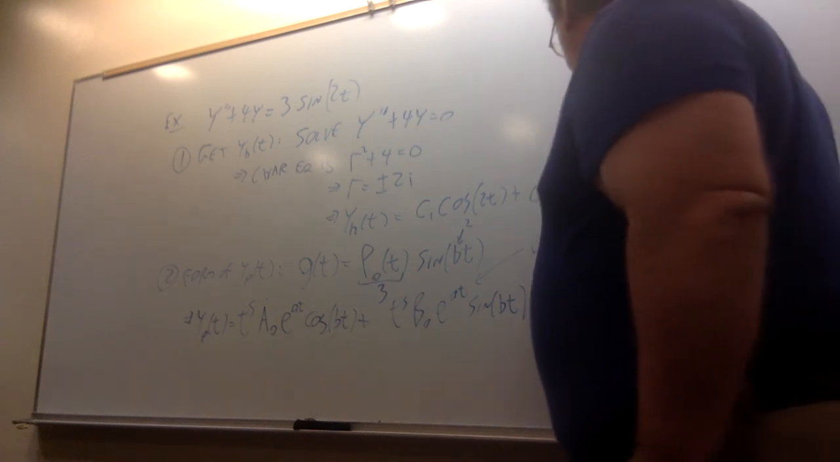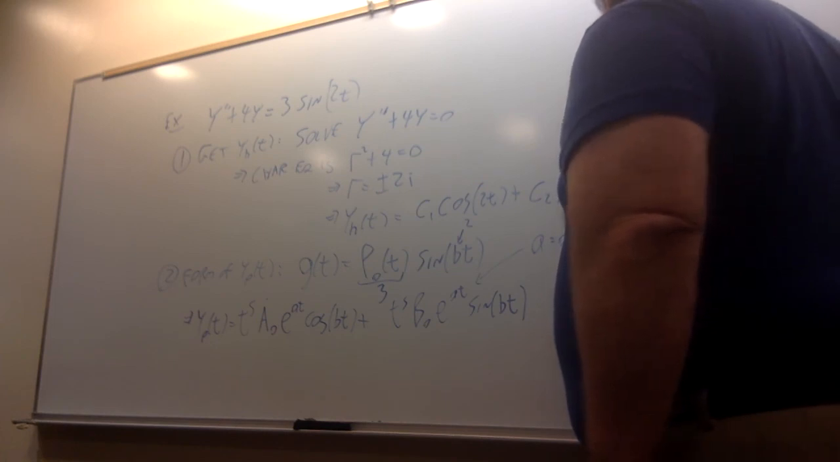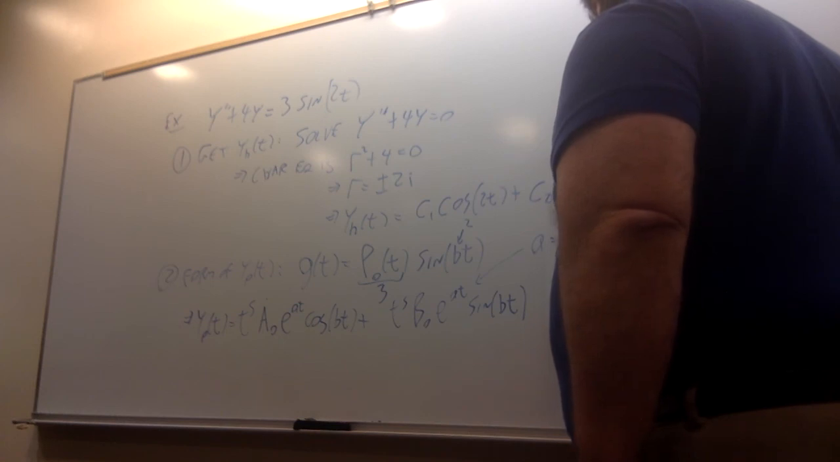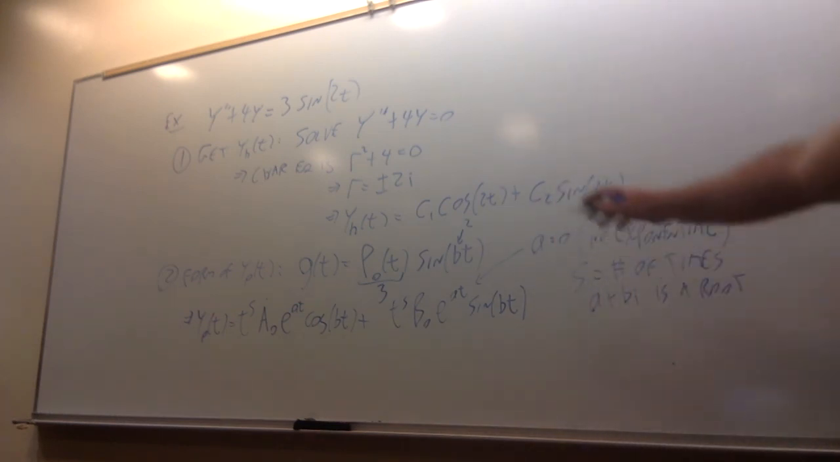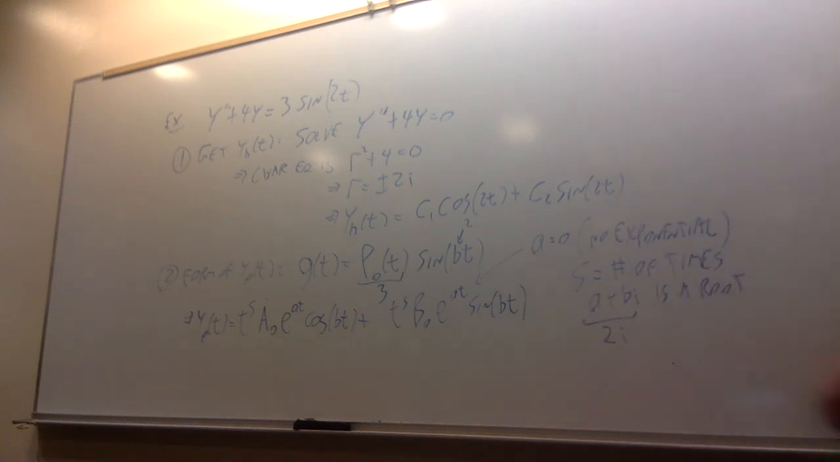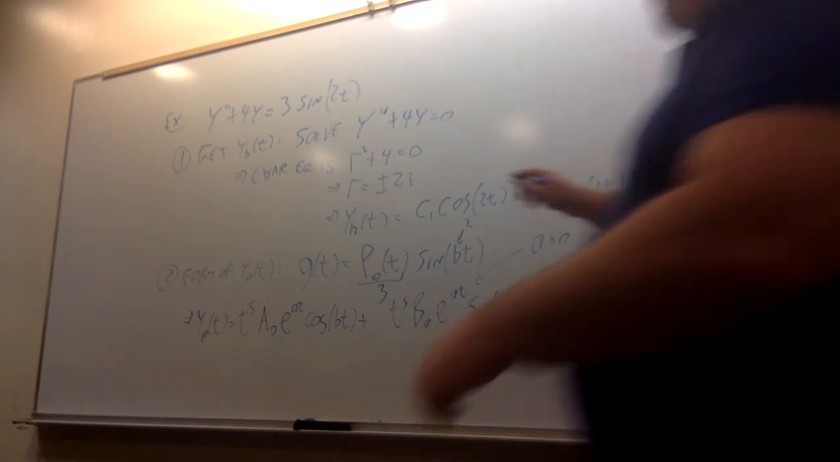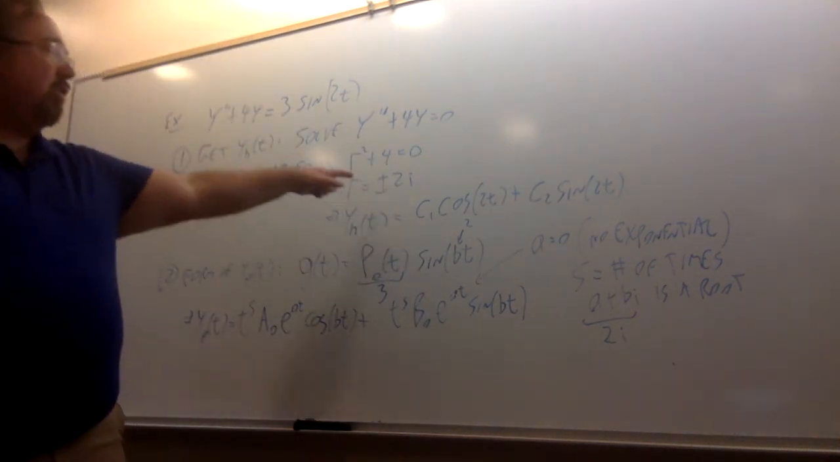Now, s is the number of times a plus bi is a root of your characteristic equation. In this case, a is 0, b is 2, so it's the number of times that 2i is a root. Therefore, s is equal to, you're taking this against the roots of your characteristic equation. How many times does it appear? Once, because what are your roots? Plus 2i and minus 2i. 2i occurs once in that set.